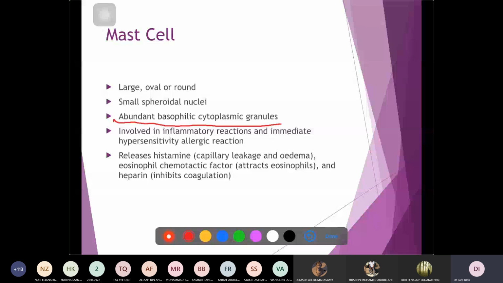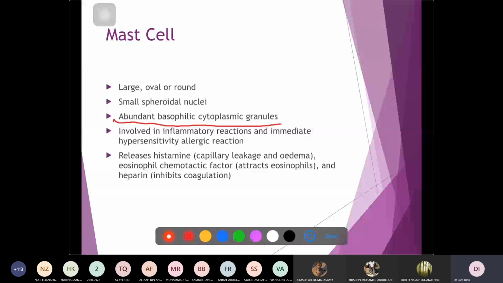When you do an H&E stain, a hematoxylin and eosin stain, on specific parts of your body, things can be either basophilic or eosinophilic. Eosinophilic will appear pink or red, and basophilic will appear more blue or more purple. What you have in a mast cell is a lot of these bluish, purplish cytoplasmic granules, granules that live in the cytoplasm.